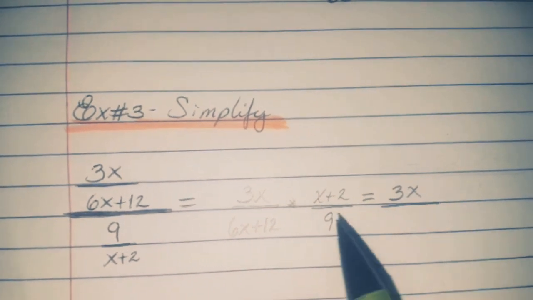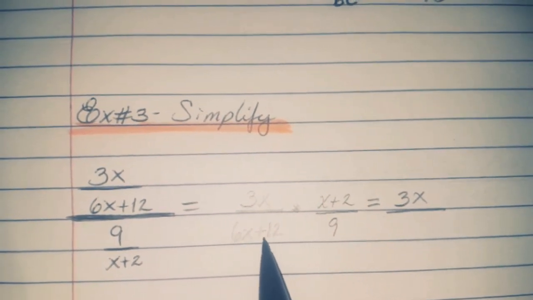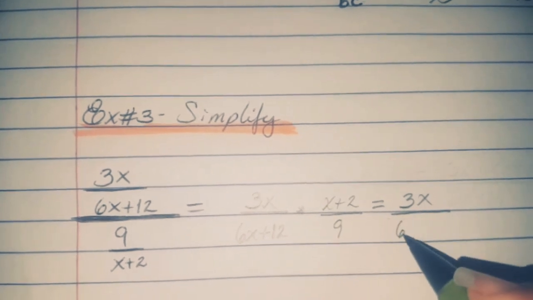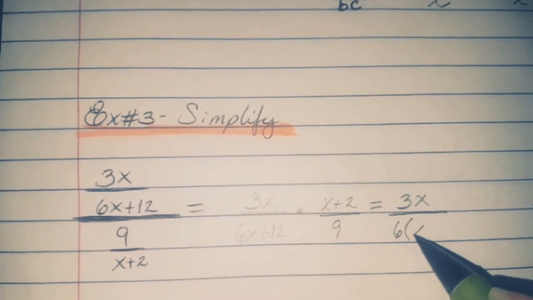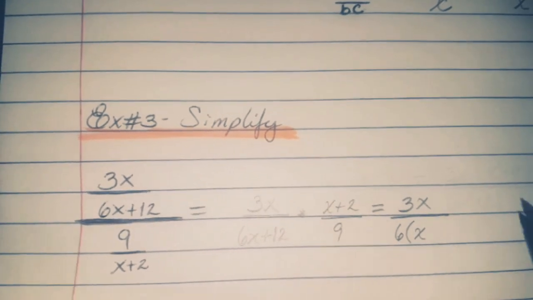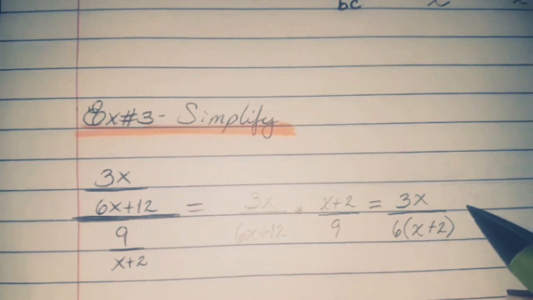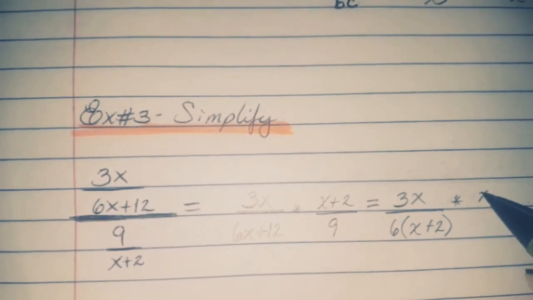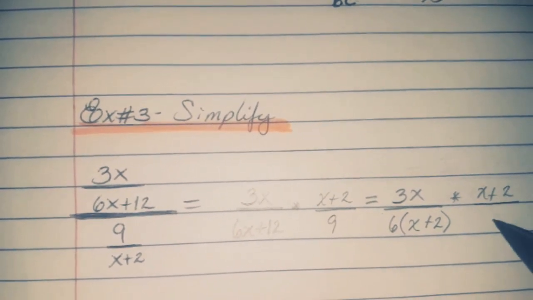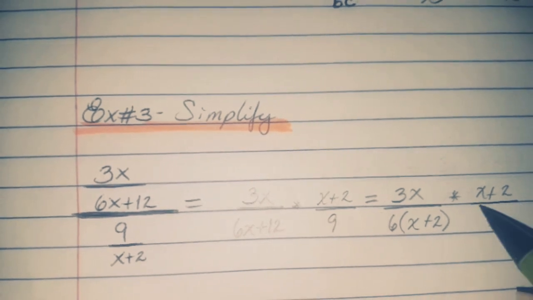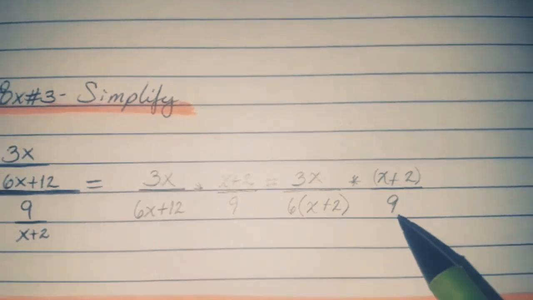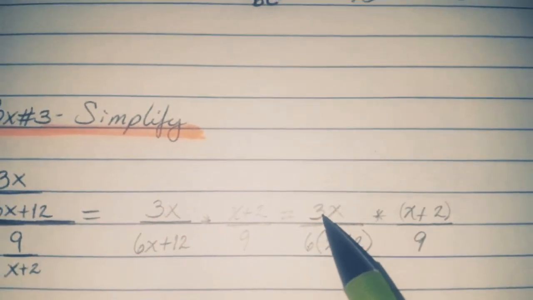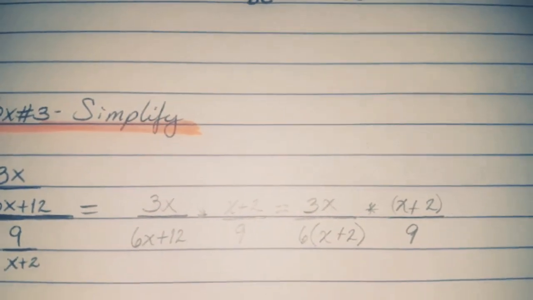3x, all of that over the greatest common factor between 6 and 12, 6. 6x divided by 6, x. 12 divided by 6, 2. Times x plus 2 over 9. And now I can see that I can cancel this with this parenthesis. The 9 with the 3 or 3 with 6. It would be the same.